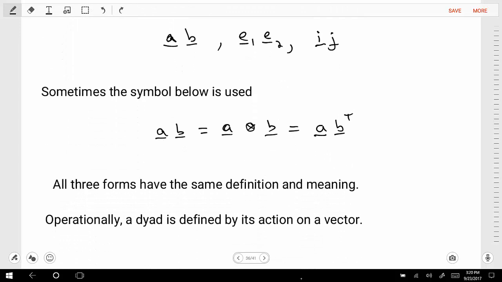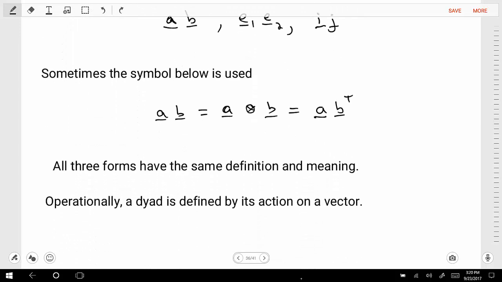So the good thing is that all three forms have the same definition and meaning, and often people simply just do this operation here. They just show it in this simple form without any additional notation.